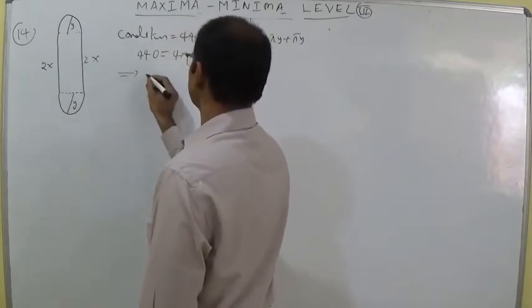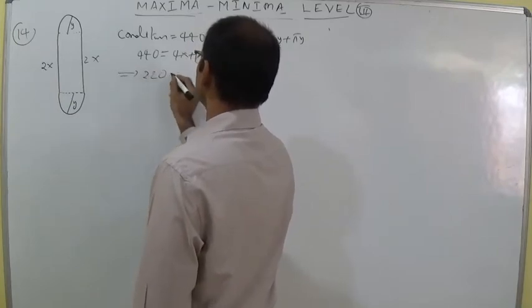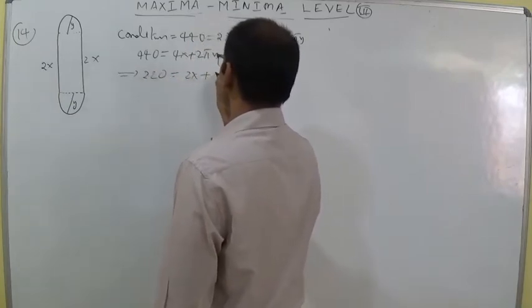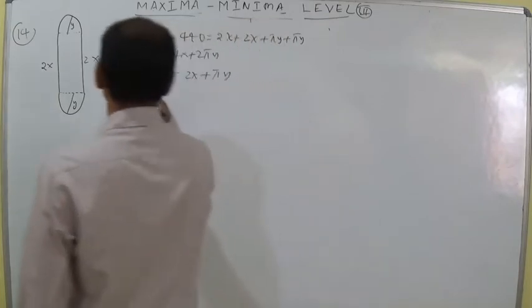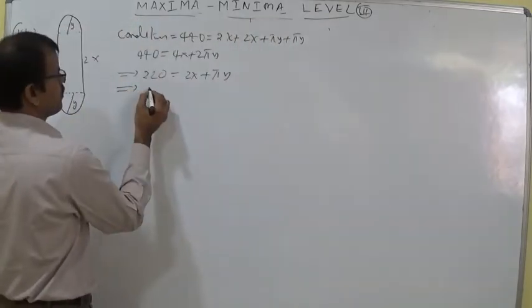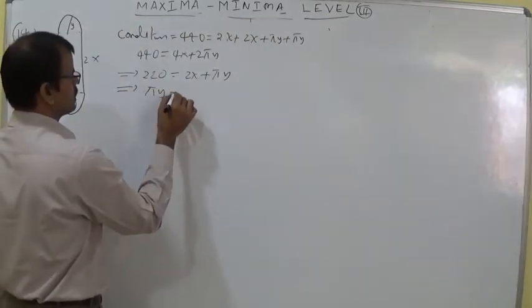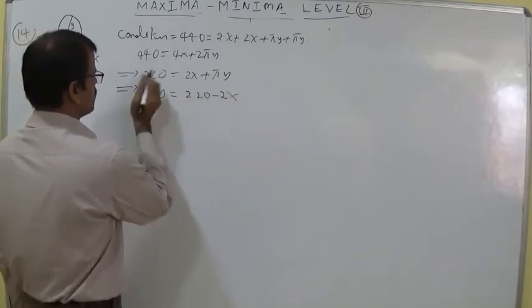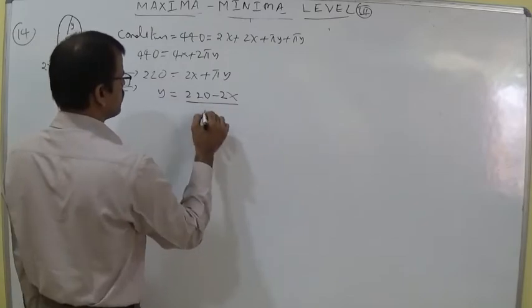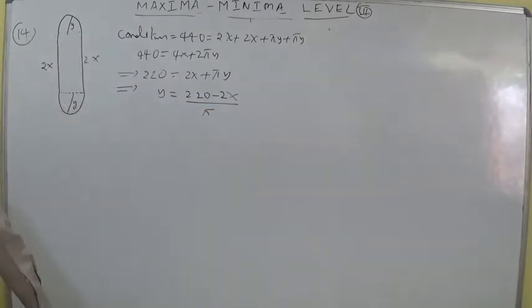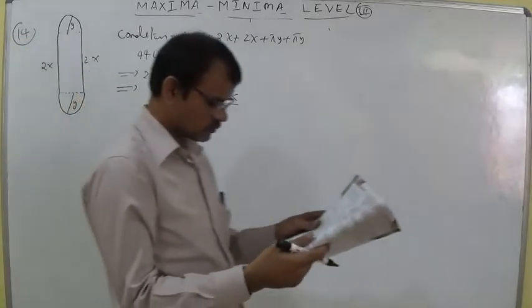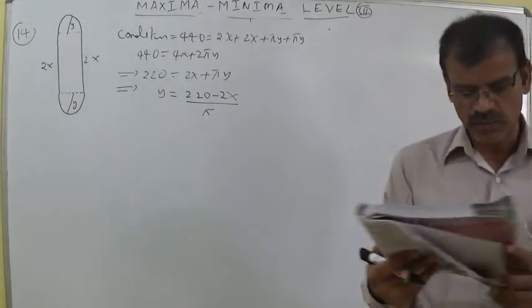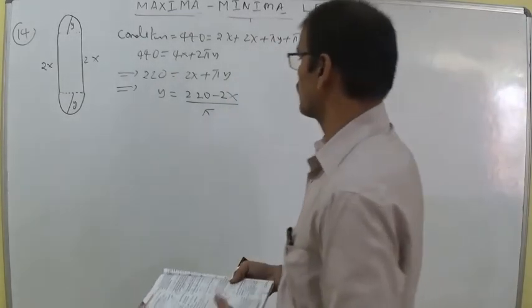With 2 you can divide it. 220 equals 2x plus pi y. Next step, pi y is equal to 220 minus 2x. Let us write y is equal to 220 minus 2x by pi. So what should we calculate? The area of the rectangular portion, only the area of the rectangular portion.